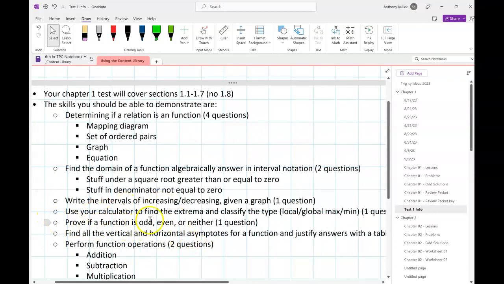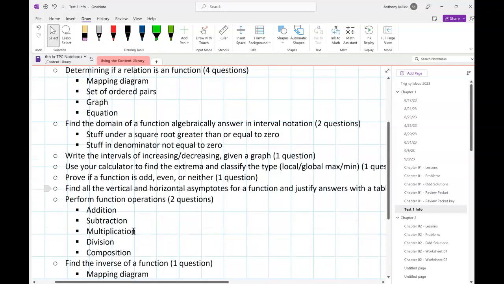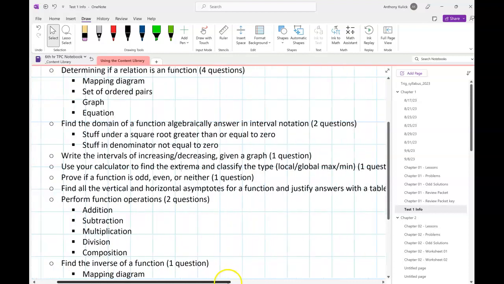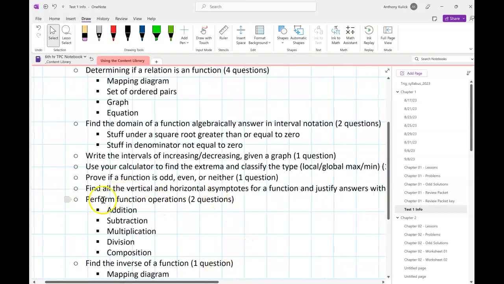You should be able to prove if a function is odd, even, or neither. There'll be one question like that. You should be able to find all the horizontal and vertical asymptotes for a function and then justify your answers with a table. I'll have just one question like that. And then you should be able to perform function operations, so addition, subtraction, multiplication, division, or composition of 2 functions. I'll have 2 questions like that.